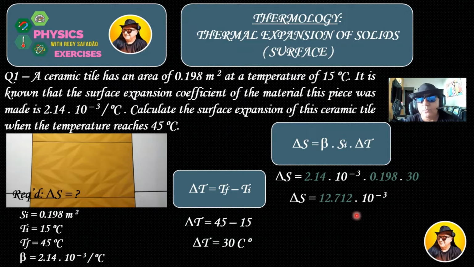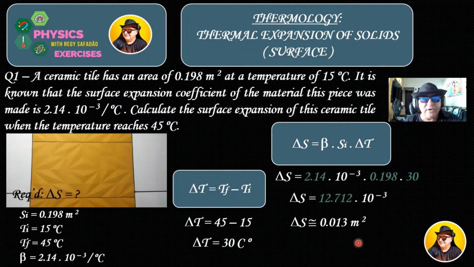Well, the way I multiply this is, I have here minus 3, all right? So I'm going to move the point 3 spaces to the left. So the point is here, 1, 2, 3. You see how it is? So the surface expansion, delta S, is 0.013 square meters. This is the result. So it was the expansion of the surface of that ceramic tile.